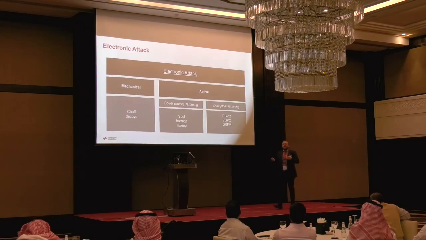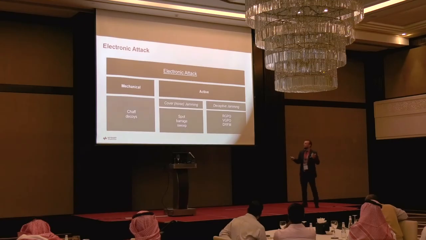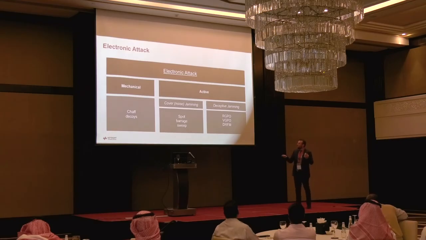So, electronic attack and electronic countermeasures to radar systems have been around since the invention of radar. So, mechanical chaff, the release of metallized strips into the atmosphere to create a cloud of scattering points which would disrupt a radar system, has been around since the Second World War. Other mechanical methods of attack include the use of decoys. And actually, decoys have got much more complex. We can spoof radar systems with increased complexity around our radar cross-section.